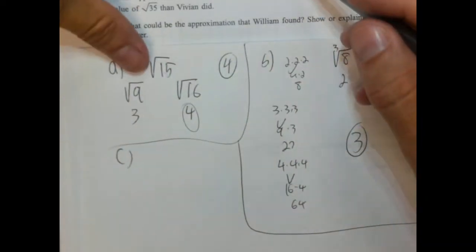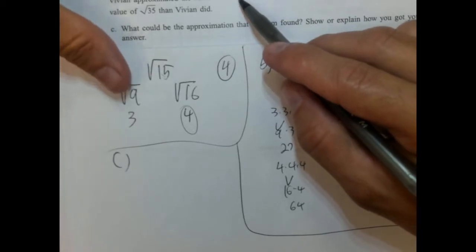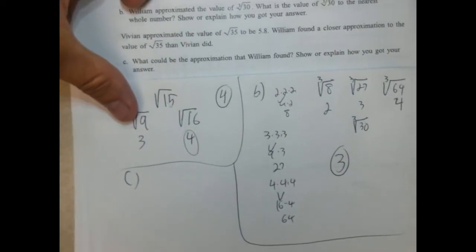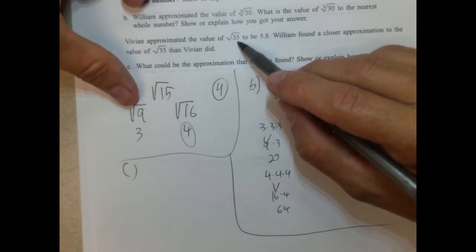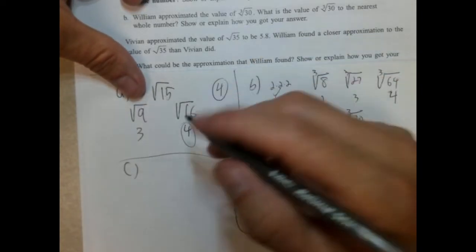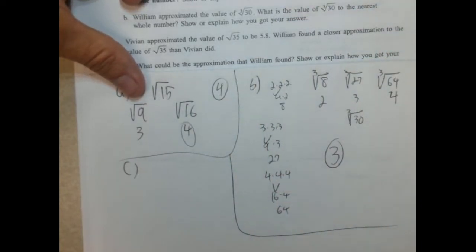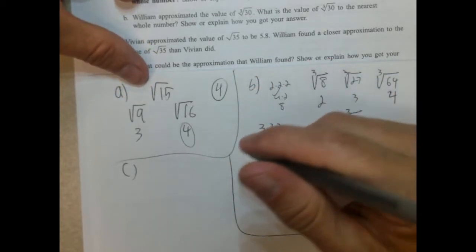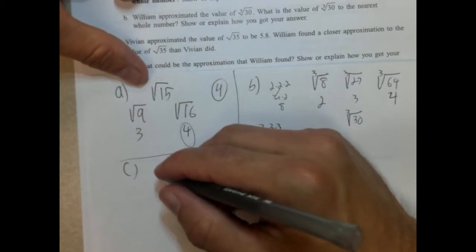Okay, so this is really, really close. Let me zoom out a little more. This is awfully close to radical 36, which means this is awfully close to 6. What should be awfully close to 6? I'm guessing William could have done 5 and 9/10, so let's find out.